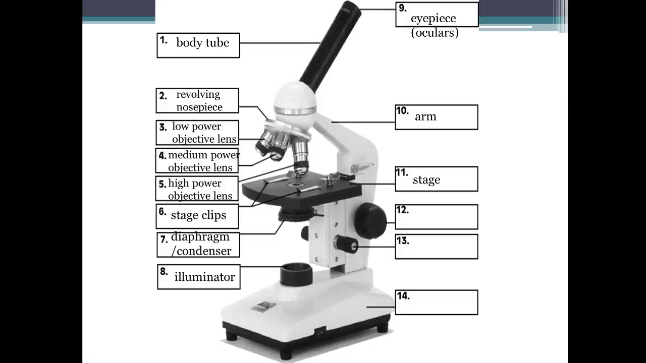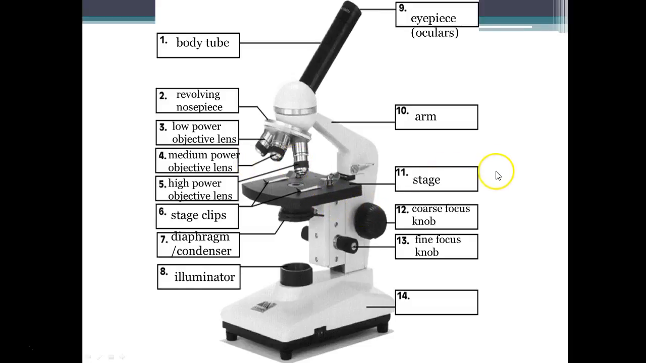The stage is of course what holds the microscope slide in place along with the stage clips, and the stage you'll see will move up and down as you change the focus. The coarse focus knob, when you turn this, you'll actually physically be able to see the stage moving up and down. And then you have a fine focus knob, which also moves the stage, but you won't be able to physically see it moving because it's moving at much smaller intervals.